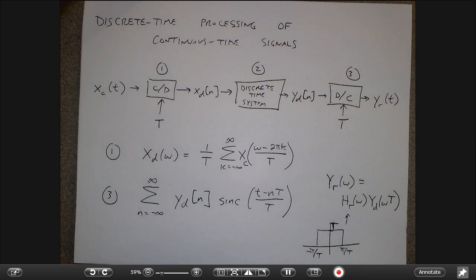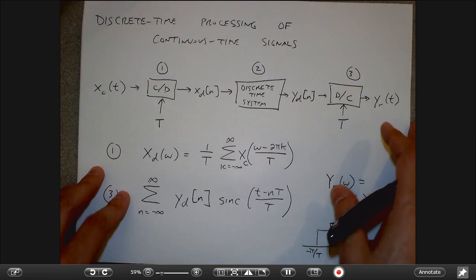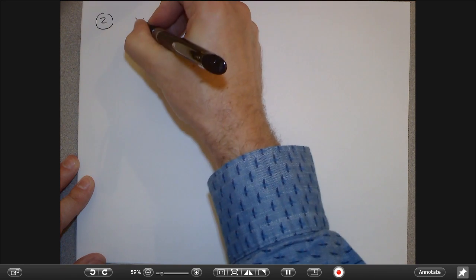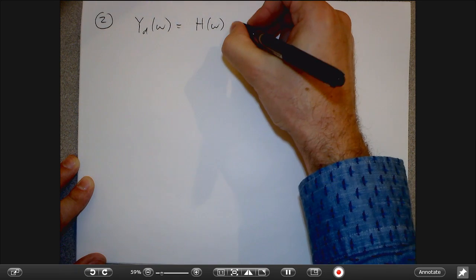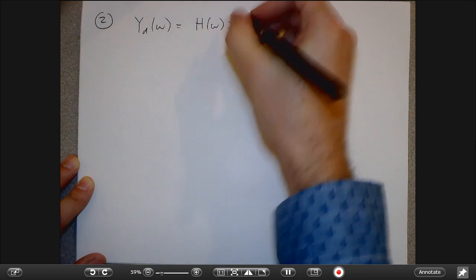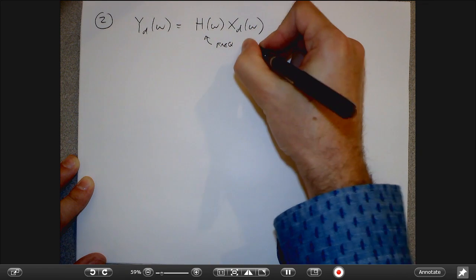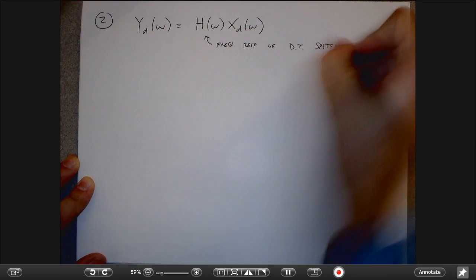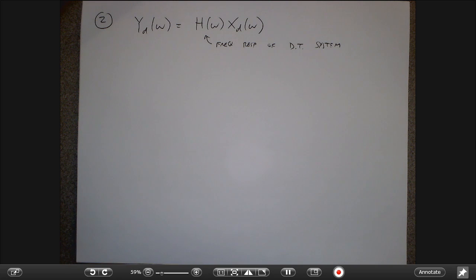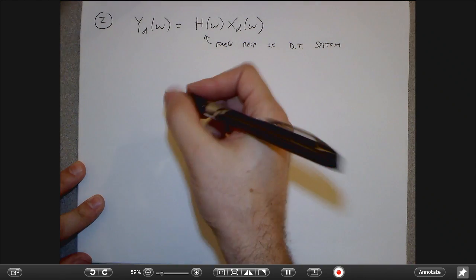Okay. And then in the middle, I know that I have some sort of discrete time system. So 2 is just saying that I have some DTFT relationship here, where this is the frequency response of the discrete time system. Okay. And so now I can put all these things together to figure out what is the effective continuous time frequency response that I would get. So let's work backwards.